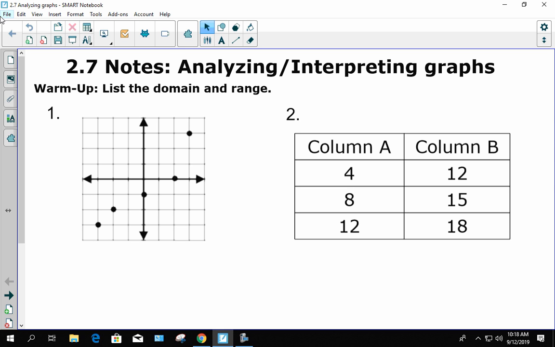Here we go. All right, we have to find the domain and the range.